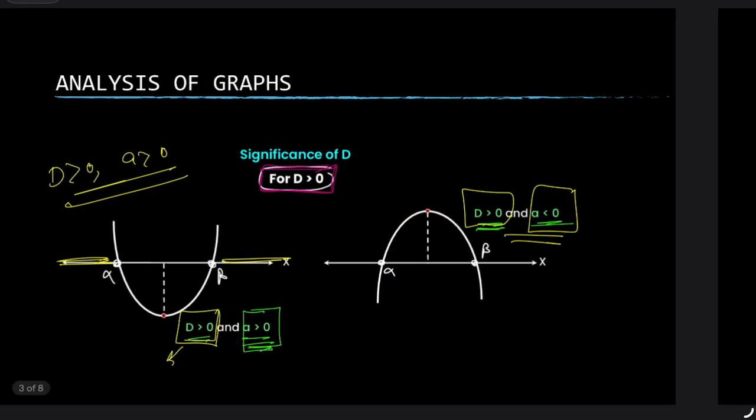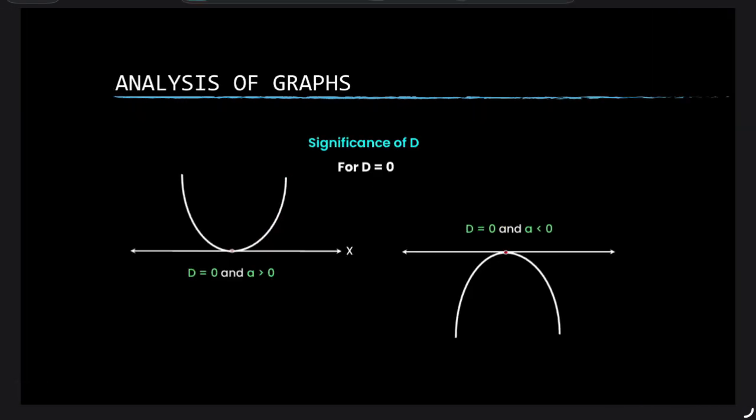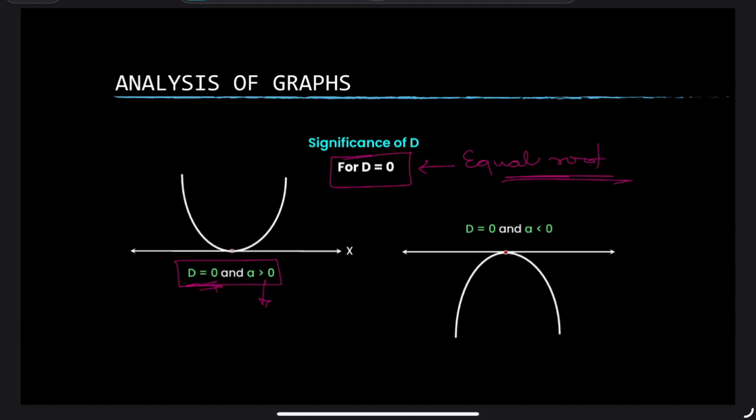Then the next is, what if d is equal to 0? D equal to 0 means we have equal roots. It means both roots will be equal, so the graph will just touch the x-axis. If d is equal to 0 and a is greater than 0, the graph will be upwards, and d equal to 0 means it will just touch the x-axis. So the graph will look like this. Likewise if a is less than 0, then the graph will be downwards, and d equal to 0 means it will only touch.